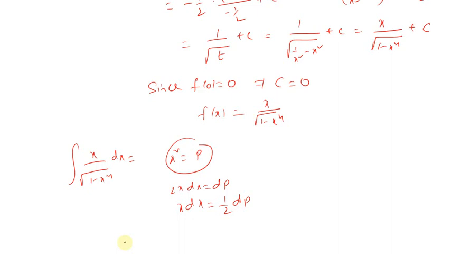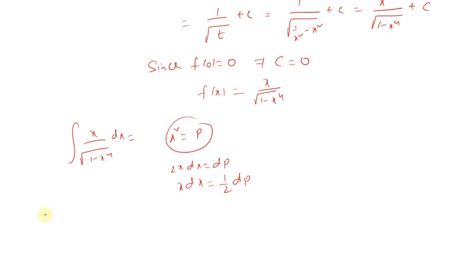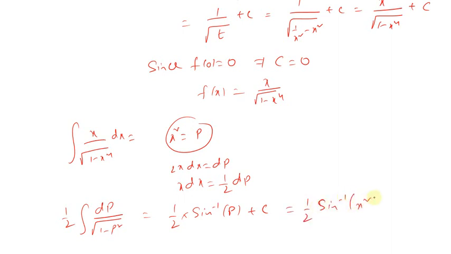Now this expression will become the integration of 1 by 2 into dp by square root of 1 minus p square. So this will be 1 by 2 into the integration of 1 by square root of 1 minus p square. This will be sine inverse of p plus c. So 1 by 2 into sine inverse of x square plus c.